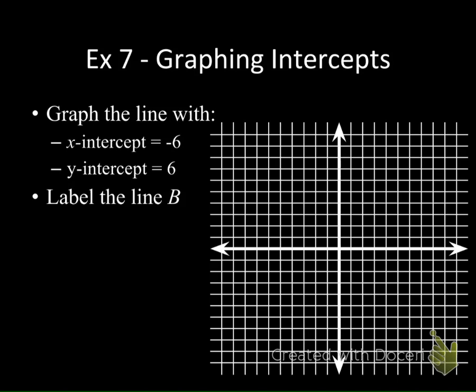So your x-intercept is -6, so I start at my origin. Which direction do I go? Left. Left 6. So 1, 2, 3, 4, 5, 6. So this ordered pair would be (-6, 0). So now I need to graph my y-intercept. So where is that line going to intercept the y-axis?